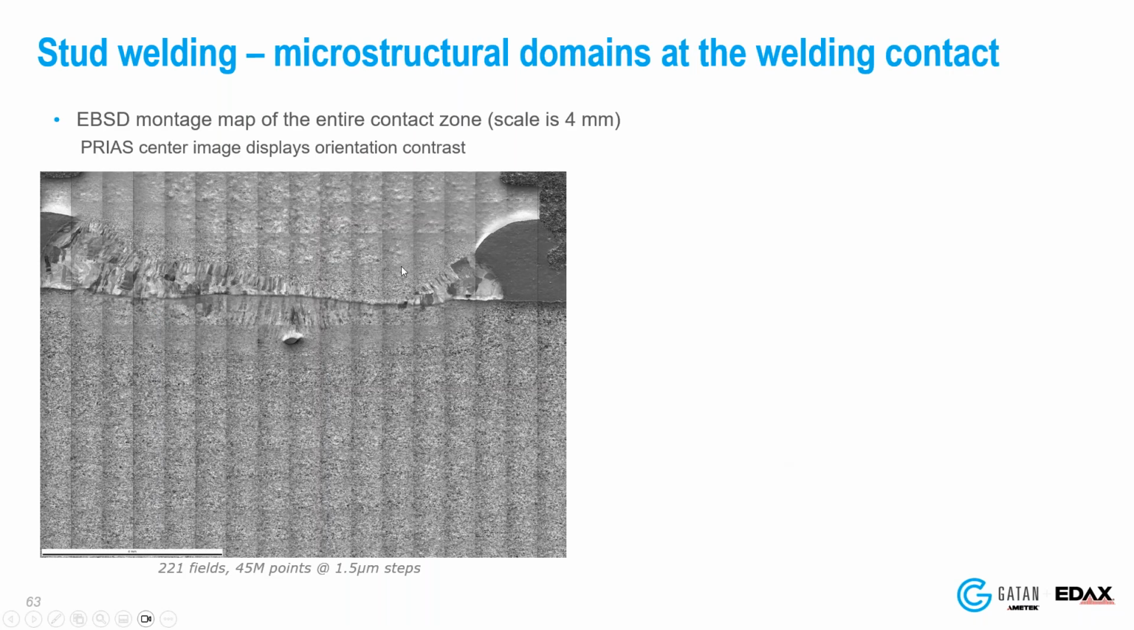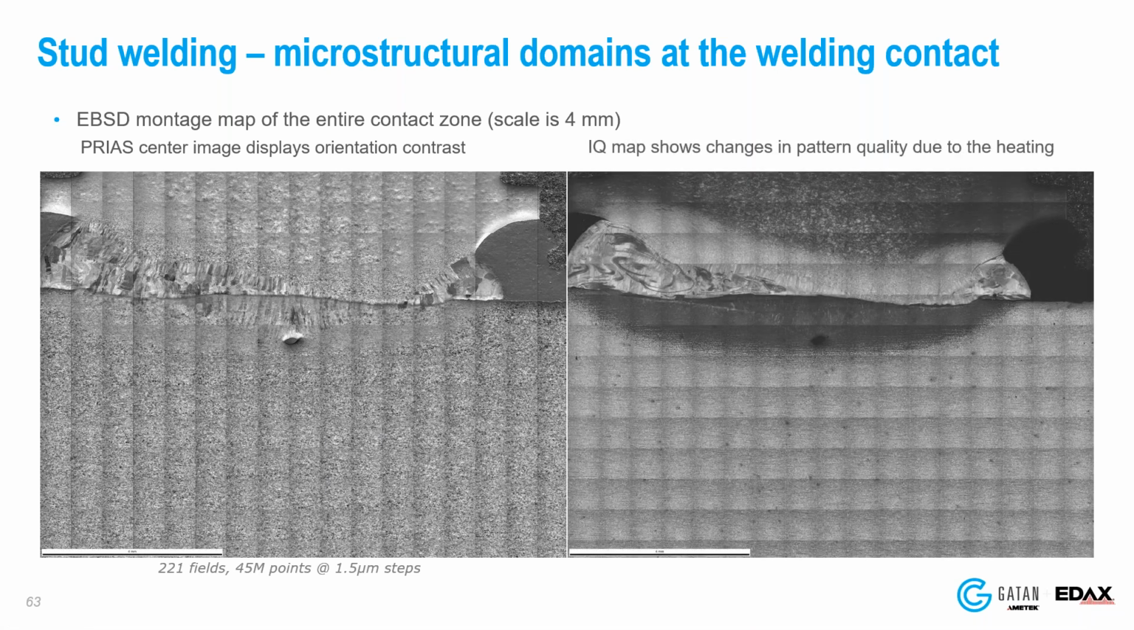And here's an EBSD map, a PRIAS image, scale 4 millimeter, 45 million points. So this was quite a big data set, but we can beautifully see the microstructure. This is a PRIAS image, so that shows orientation contrast. And here we have an IQ map, and this shows more information. Here we have image quality at the bottom. It's nice and bright. This is the undistorted ferritic substrate. And here we have the austenitic steel stud.